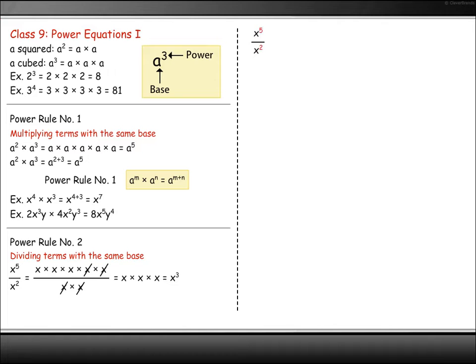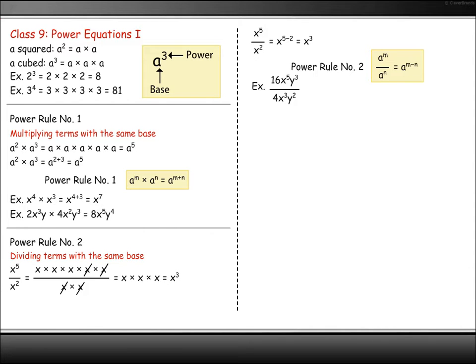There is a quicker way. Take away the powers. 5 minus 2 to give x cubed. This leads you on to power rule number 2. A to the power of m divided by A to the power of n is equal to A to the power of m minus n.